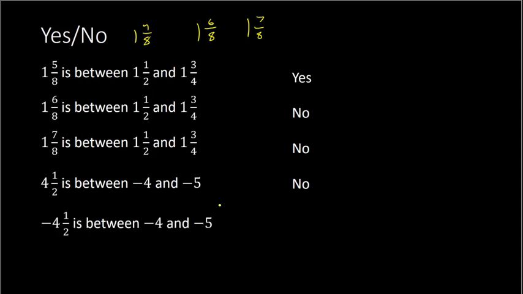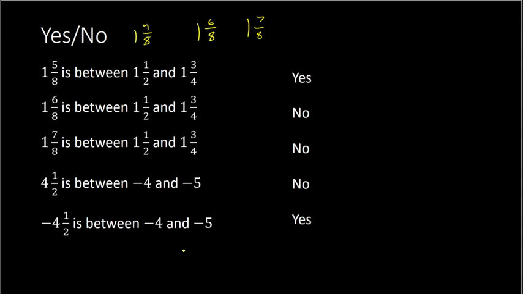Now what about -4 1/2? Is that between -4 and -5? So you could draw this out on a number line, but with 4 1/2, just think of positive numbers: is 4 1/2 between 4 and 5? So if it's positive, then yes. Negative is going to be the same thing. Okay, same idea. So the answer for this one is yes.